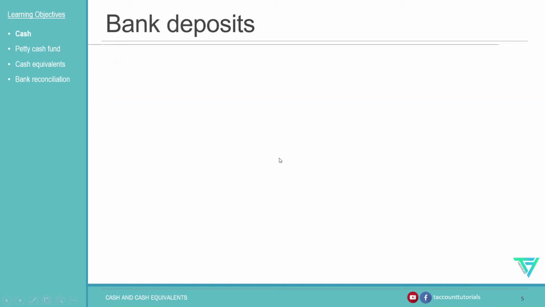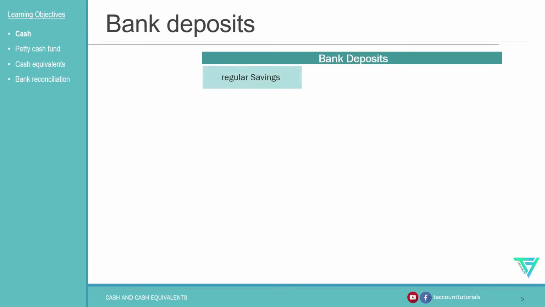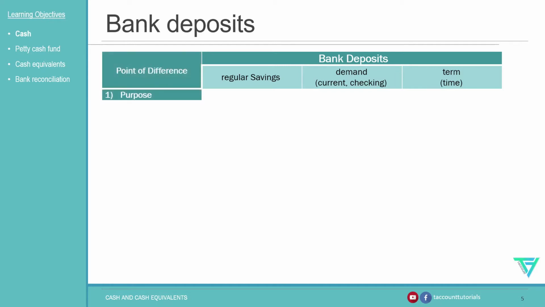For bank deposits, there are 3 types. First is the regular savings. Second, demand or current or checking account. Third is term or time deposit. So let's differentiate the 3. The first point of difference is as to purpose. Of course, for regular savings, the purpose is to save money. For demand deposit, for spending. And for term or time deposit, to grow money.